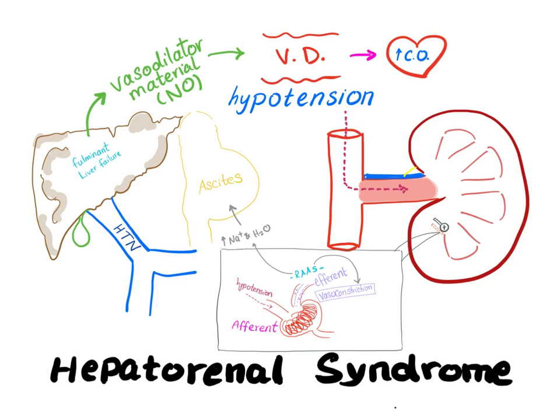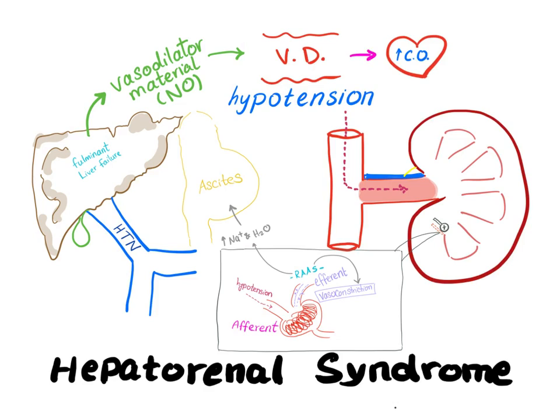Let's get started. So hepatorenal syndrome, the problem starts in the liver, since hepato, leading to a problem in the kidney, since renal. So the liver either has cirrhosis or maybe fulminant liver failure or any damage that's severe enough can lead the liver to secrete kind of a vasodilator material such as nitric oxide, which will lead to vasodilatation of the blood vessels, and this will lead to hypotension.